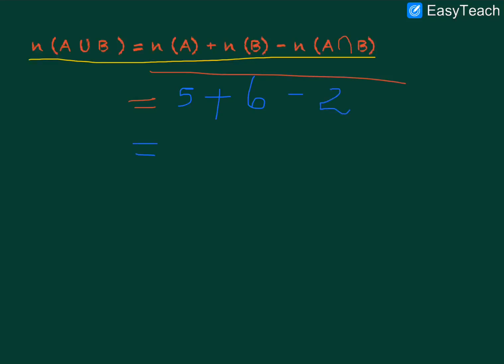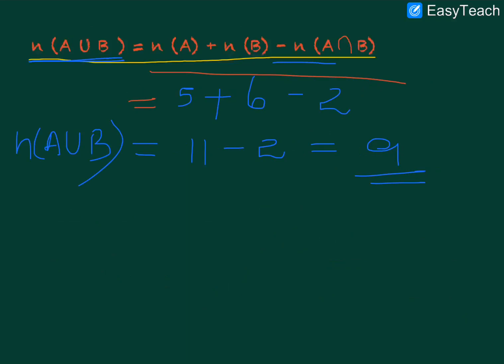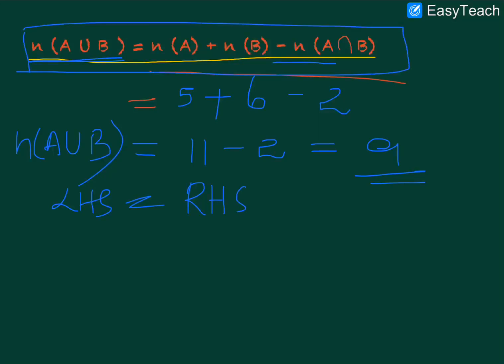So minus 2. So 5 plus 6 is 11 and 11 minus 2 is 9. So what is this? n of A union B, that is the LHS, we are finding the value for n of A union B by solving the values in this equation. According to this solving, I got n of A union B is 9. We have to check it with here. Yeah, so you can see n of A union B is 9. So we have solved that this equation is correct, that is LHS is equal to RHS. So this equation is solved.